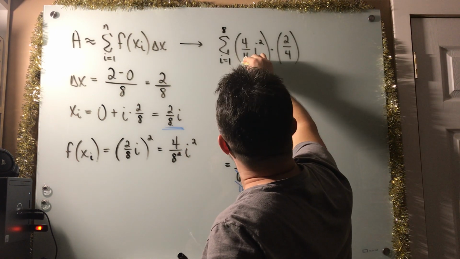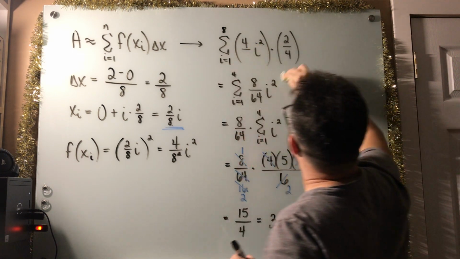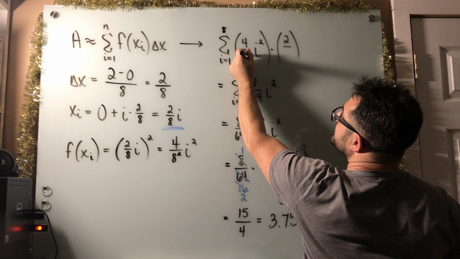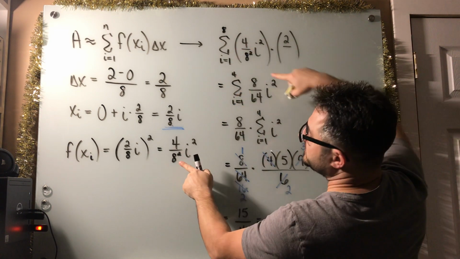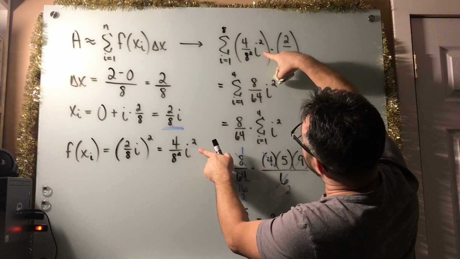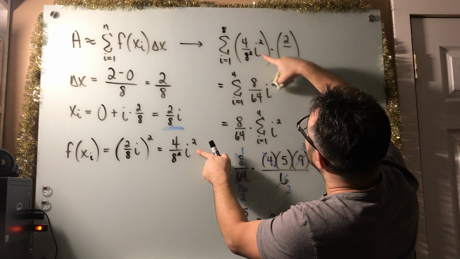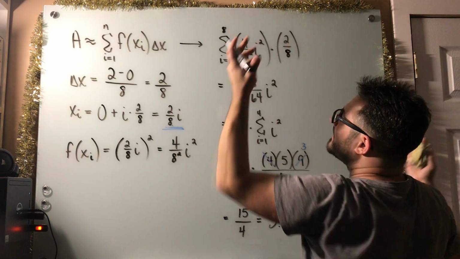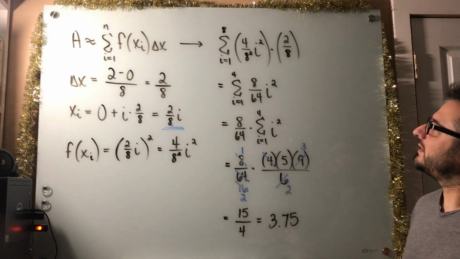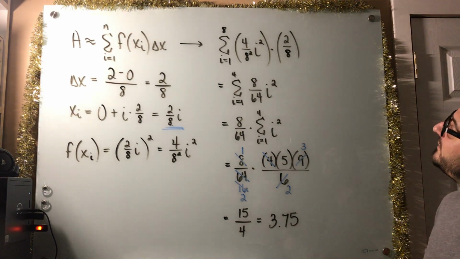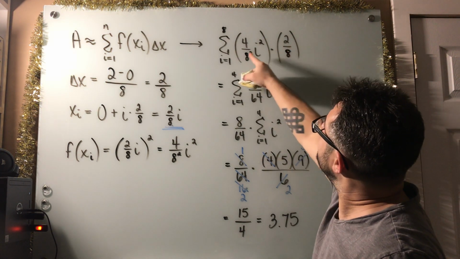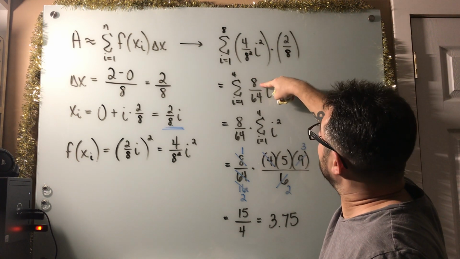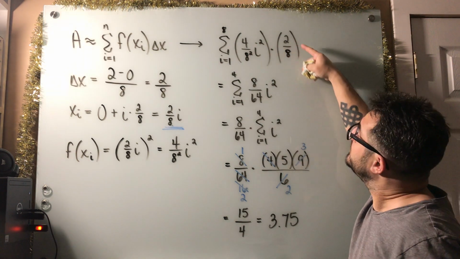But beyond that, once again, all that's going to change is, so there's our 4 over 8 squared times i squared, that's our f of x sub i, times delta x. This is no bigger than it was before. In fact, even now, when we multiply these together, we get in the top 4 times 2 is 8, just like it was before, because the numerators haven't changed.